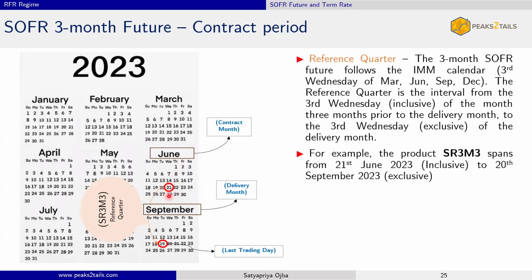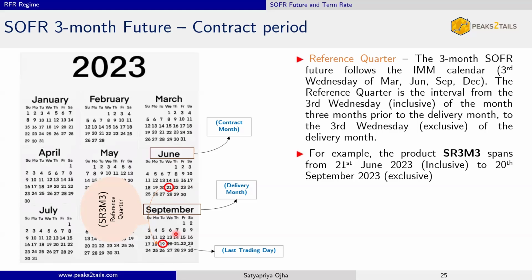That is the start of the contract. The end of the contract is again the third Wednesday after 3 months. So September 20th is the contract expiry. The last trading date would be 1 day before that, so 19th September is the last trading date. From a settlement perspective, you have to take all the rates that are published from 21 till 19th, do a compounding, and that will determine the final settlement price. I will show you the calculation.